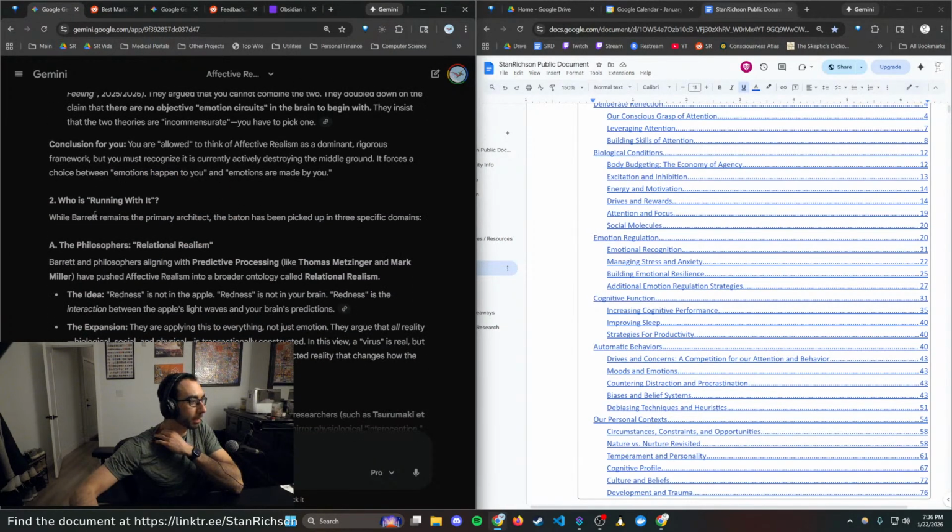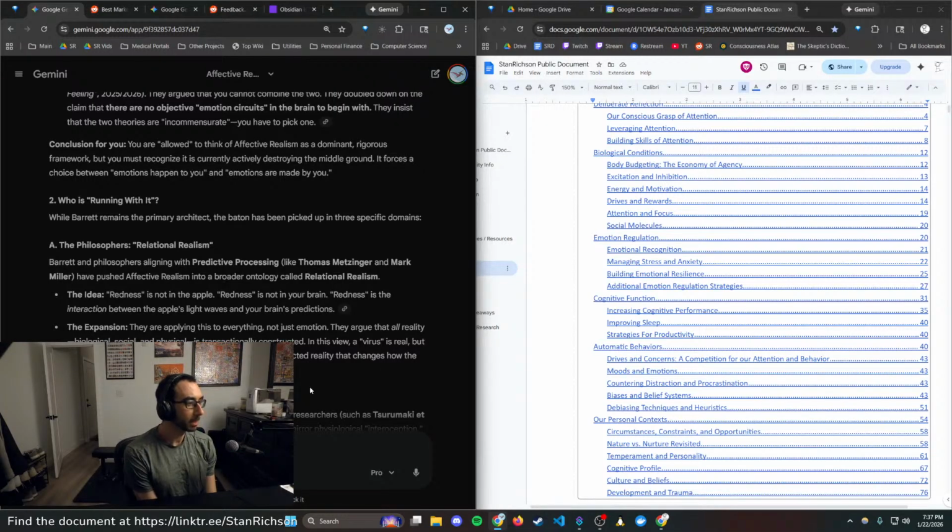Who is running with it? While Barrett remains the primary architect, the baton has been picked up in 3 specific domains. The philosophers' relational realism. Barrett and philosophers aligning with predictive processing, like Metzinger and Mark Miller, have pushed affective realism into a broader ontology called relational realism. The idea: redness is not in the apple. Redness is not in your brain. Redness is the interaction between the apple's light waves and your brain's predictions.